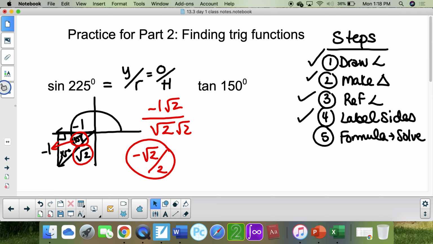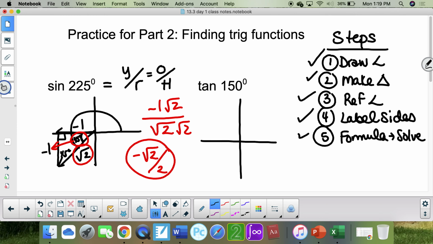Okay, let's do the next one. We want to find the tangent of 150 degrees. So let's go through these 5 steps. The first thing you're going to do is graph the angle. Where's 150 degrees? Approximately right there. Make yourself a right triangle. Always 100% going to the x-axis. There's the 90 degrees. I went 150, and I know all the way around is 180. So that's 30. That's 90, and this is 60.